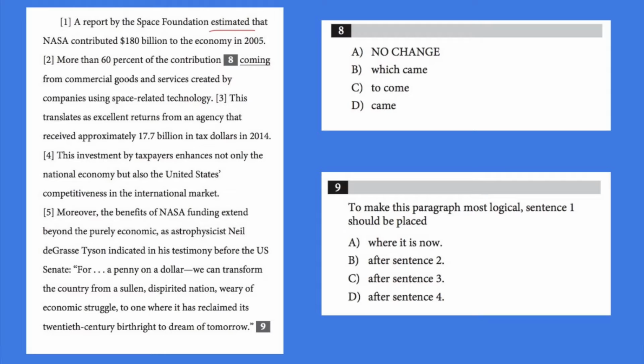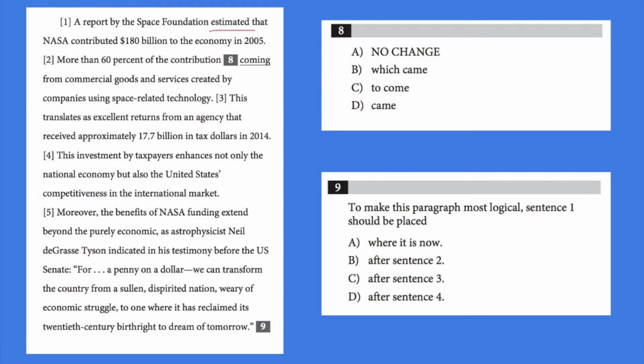Now that we've gotten to question 9, we see that it's about the placement of sentence 1. So sentence 1 reads, a report by the Space Foundation estimated that NASA contributed $180 billion to the economy in 2005. Since we read the entire paragraph, we know that the paragraph is about the economy and NASA's contribution to it. Therefore, sentence 1 seems to be the topic sentence of the paragraph.